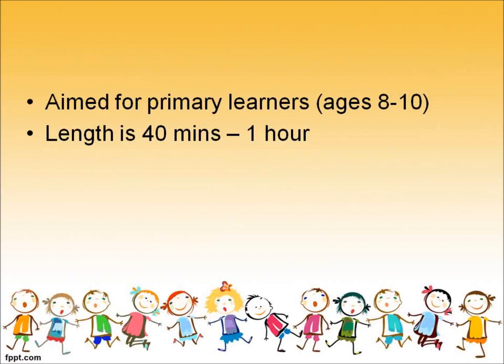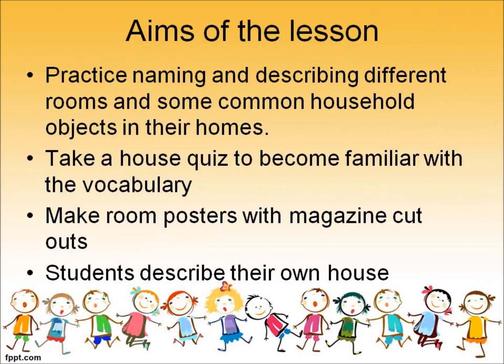To start off, this lesson plan is aimed at primary learners ages 8 to 10 and has a length of 40 minutes to 1 hour. The aims of this lesson are to practice naming and describing different rooms and some common household objects.